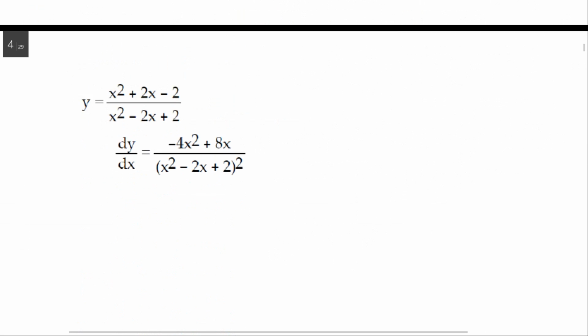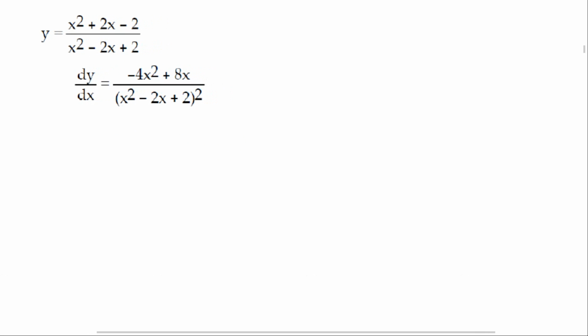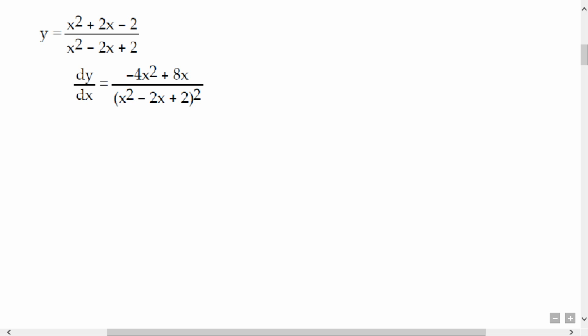Now I want you to take a look at this problem and try to do this using the quotient rule. I'm going to pause, or you can pause the video and see if you can do it by yourself.